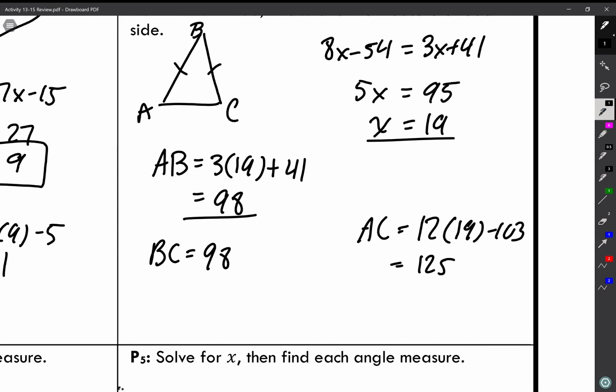We found each side. Somebody with these two problems, 2 and 3, may be tempted to add those three expressions up and set them equal to 180. But do not do this, because we're dealing with sides right here, and sides are just segments. We do not add segments up to equal 180. We can only add angles up to equal 180, and that's what the triangle sum theorem tells us. It doesn't say the sum of the measures of sides. It says the sum of the measures of angles. So please do not do that.